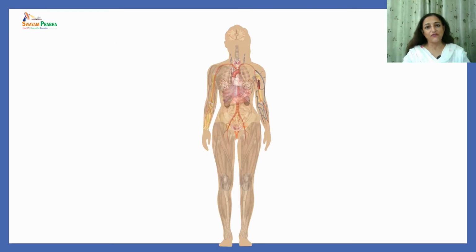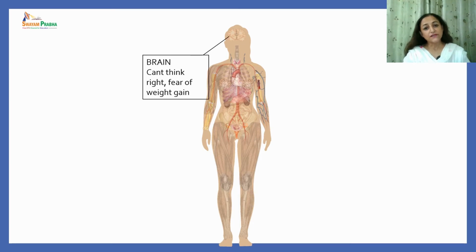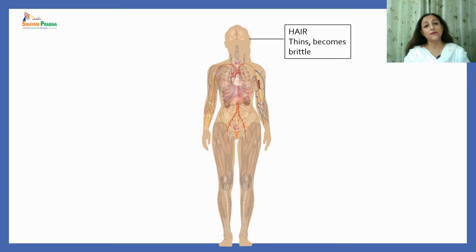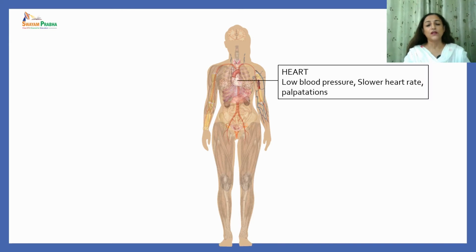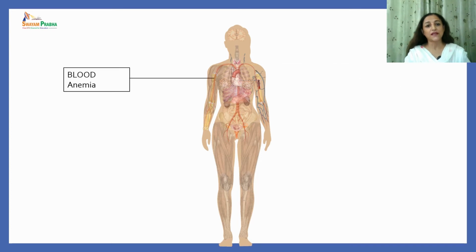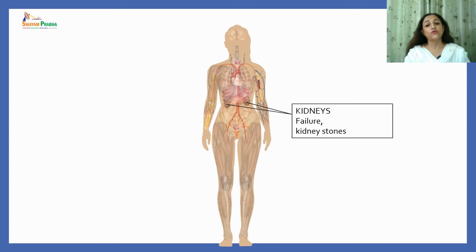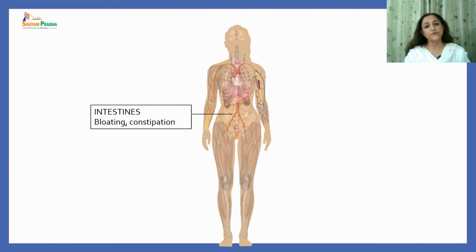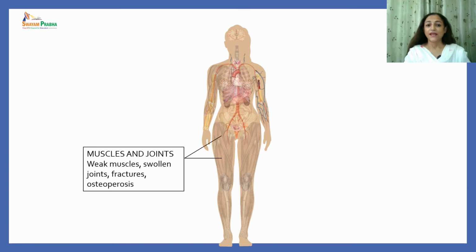So let's summarize the effect of anorexia nervosa on the body. The brain cannot think right, and there is always fear of weight gain. They become thin and brittle also. There will be low blood pressure and a slower heart rate. They can feel palpitations. They would be anemic, and kidney failure or kidney stones can occur. Bloating and constipation can be felt in many of them, along with weak muscles and swollen joints, and they are more prone to fractures and osteoporosis because of their eating habits.